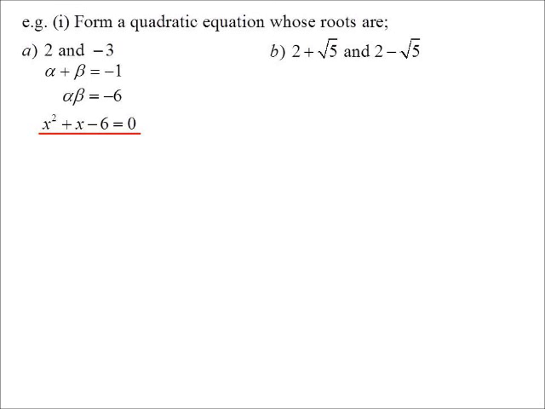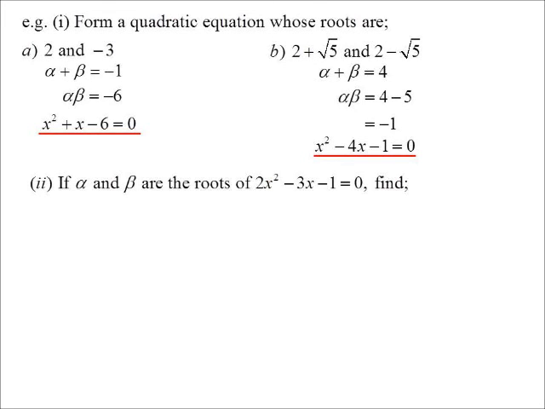Of course, if we get ones where they turn out to be surds or irrational, so 2 plus root 5, 2 minus root 5, again I can use that idea because the sum of the roots, the irrational part cancels. And product of the roots, difference of two squares, again we end up with a rational number. So that one will be x squared minus 4x minus 1 equals 0. So that idea we had sort of informally talked about earlier. But now we can do much more fun things.